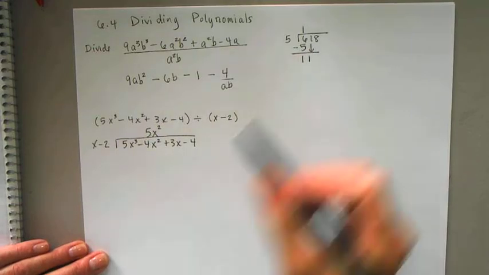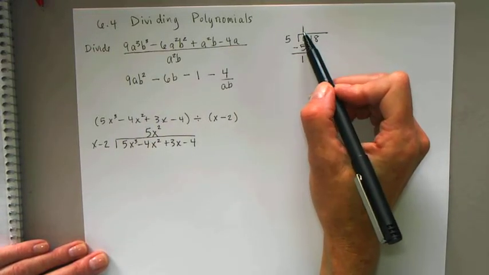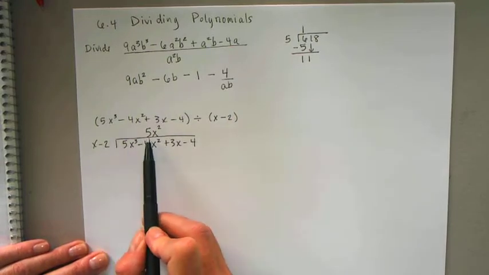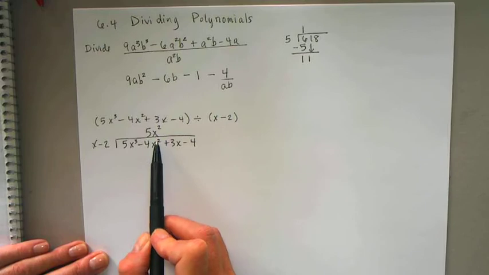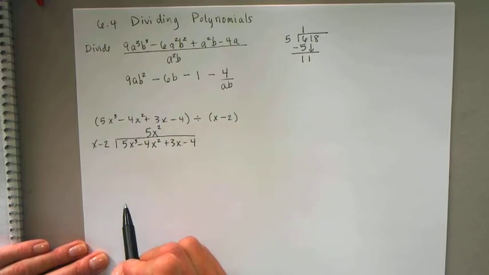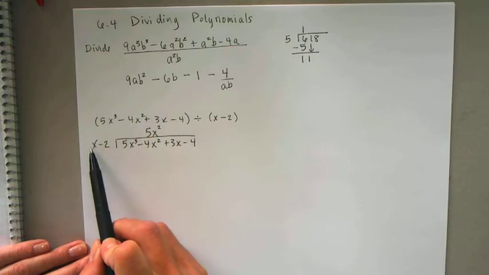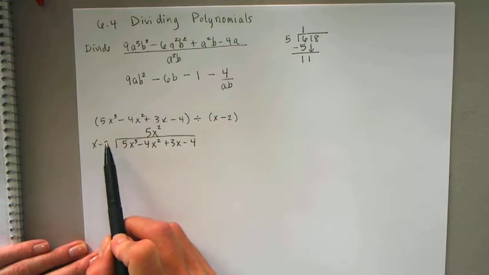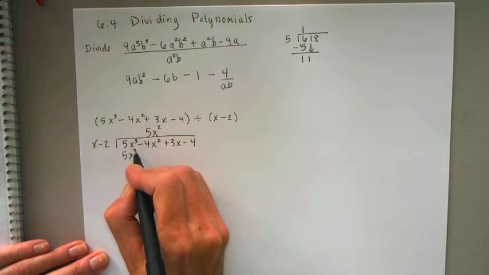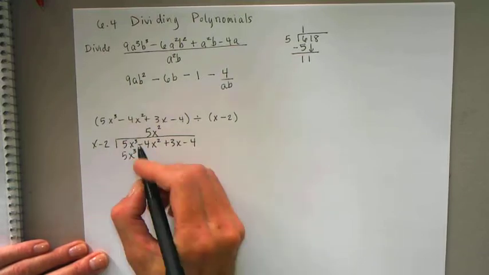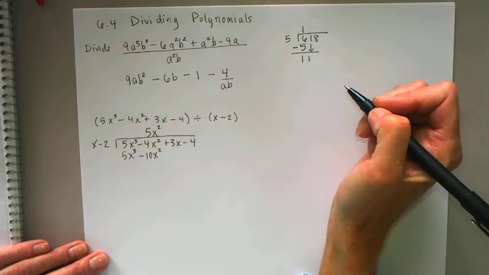Now, we know in long division with normal numbers, it's really important to keep it lined up. In long division with polynomials, it doesn't really matter. You can put it anywhere up here. I tend to line it up with like powers, but it's not as critical. Now I'm going to go 5x squared, and I'm going to multiply it by this whole binomial. So 5x squared times x is 5x to the third, and 5x squared times negative 2 is negative 10x squared. You probably didn't even think about that. You just knew to do it.